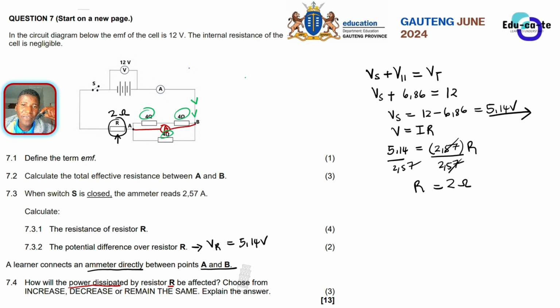So basically, let's just say we've got a situation like this. You've got a cell here and you've got a resistor, and then I decide to just connect a wire like this. Let's say this resistor is 4 ohms. The moment I connect a wire like this, no current will go to the 4 ohms resistor. All the current will just be flowing here in this wire because there is no resistance there.